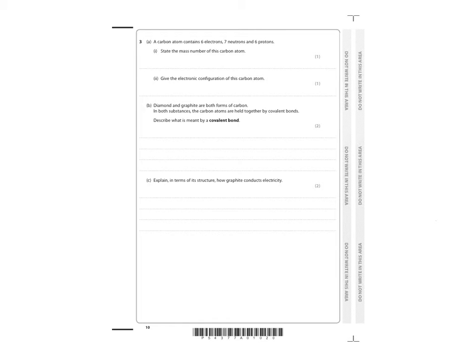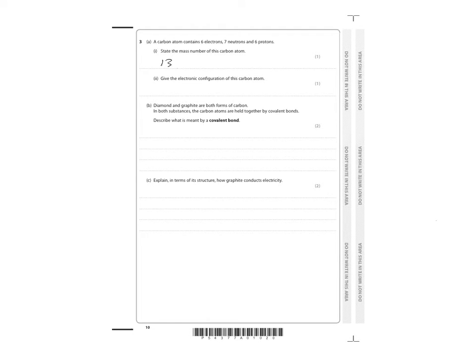Question 3 says a carbon atom contains 6 electrons, 7 neutrons and 6 protons. State the mass number of this carbon atom. Well, the mass number is the number of neutrons and protons, because those are the two particles that have mass, and 7 and 6 added together is 13.